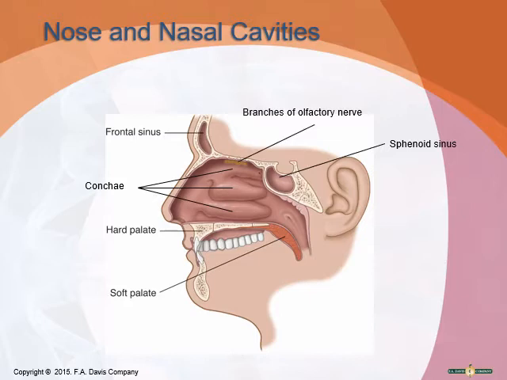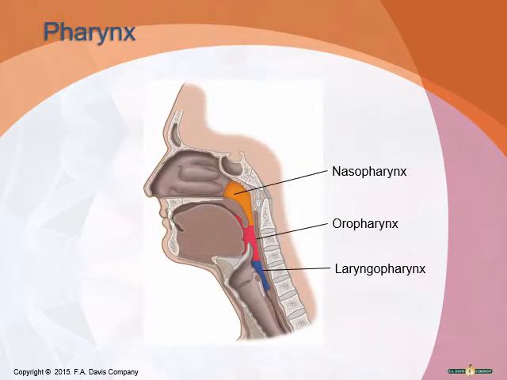The sphenoid sinus, which you'll see is shown here, and which you can remember from the bone chapter, and other paranasal sinuses drain mucus into the nasal cavity. Just behind the nasal and the oral cavities is a muscular tube called the pharynx. Commonly called the throat, the pharynx has three regions.